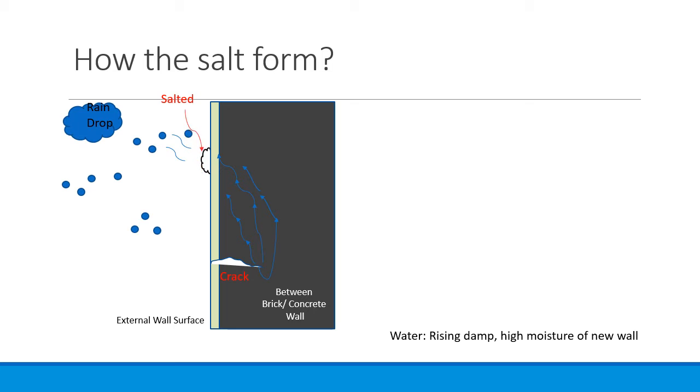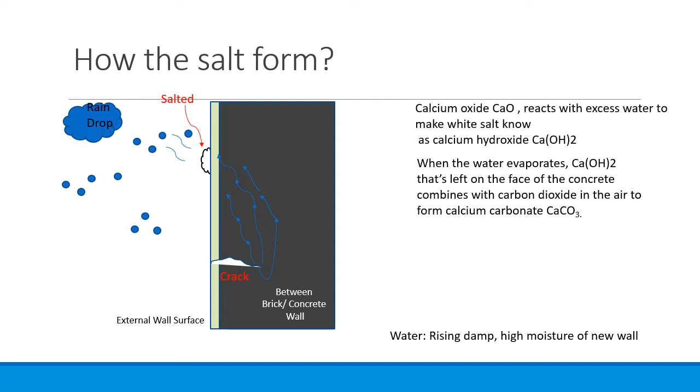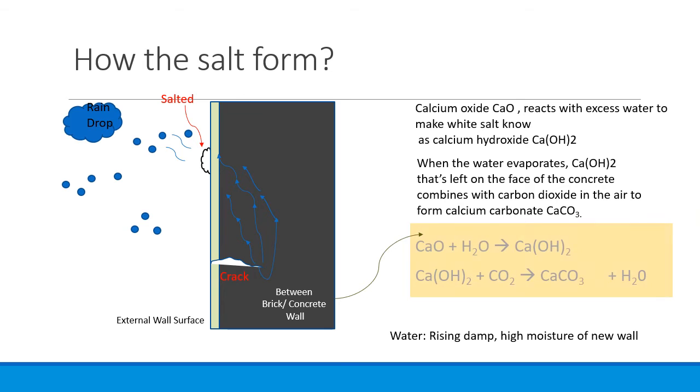Let's understand the chemical reactions as below. The calcium oxide reacts with the water to form calcium hydroxide. When the water evaporates, it combines with carbon dioxide in the air to form calcium carbonate. The calcium carbonate is not readily dissolved in water. That's why it tends to lie as a crystal on the concrete surface.